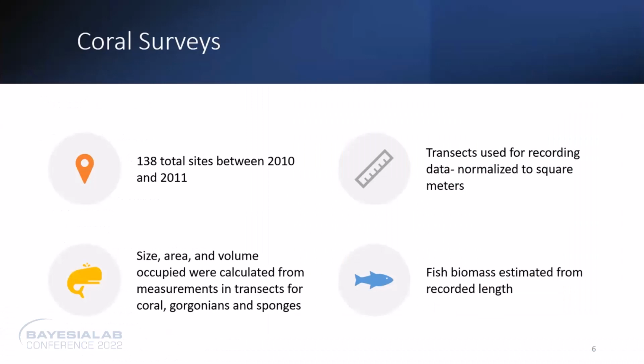So we have 138 total sites for our case study, and they were sampled between 2010 and 2011. As we saw in the previous picture, transects were used for recording data. These were normalized to square meters. Size, area, and volume occupied were calculated from measurements in the transects for corals, gorgonians, and sponges. And the fish biomass was estimated from their recorded length with a conversion function.